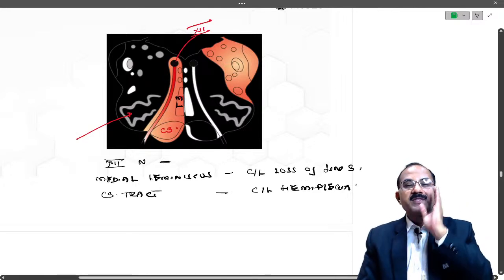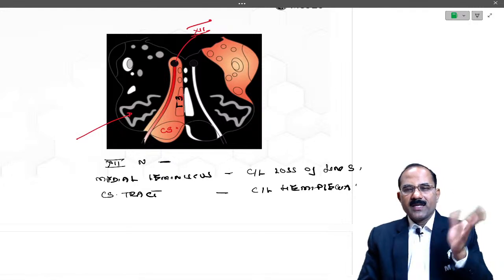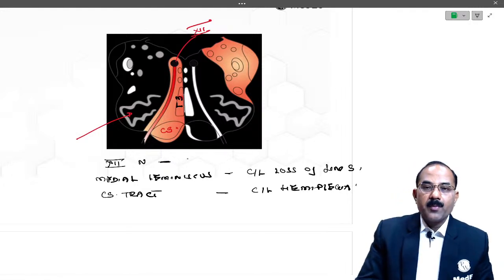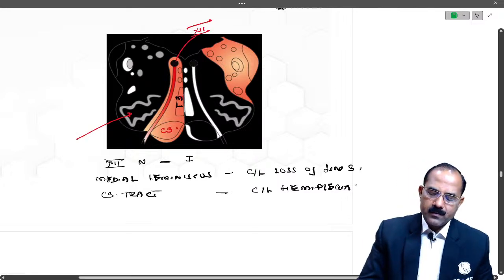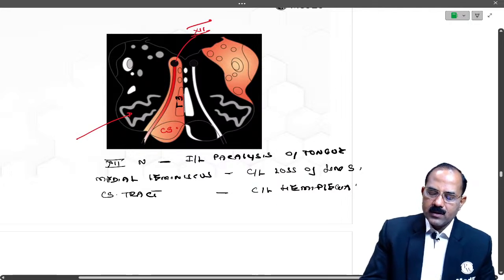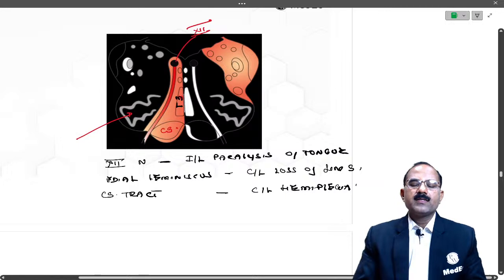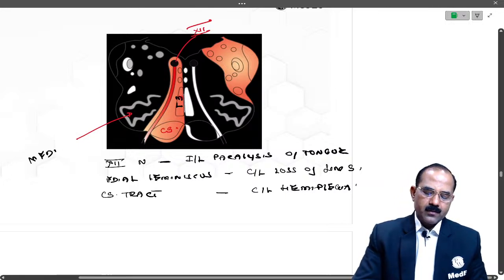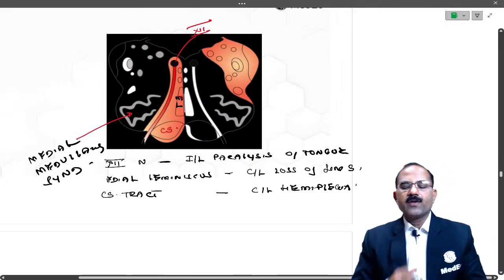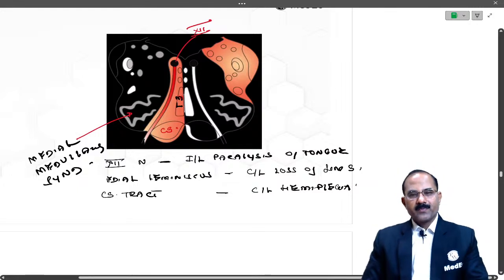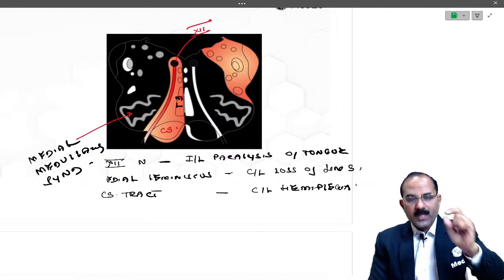The 12th nerve supplies the tongue. So there is paralysis of the tongue, with deviation of the tongue to the same side. Ipsilateral paralysis of the tongue. What is this known as? This is what we call the medial medullary syndrome. Right? Just remember this involvement of the medulla.